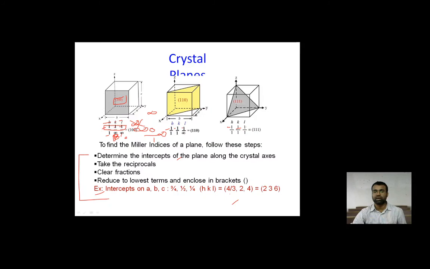How do you clear these fractions? That means 4 by 3, so it is not possible as it is. So what we did is that we multiplied all these by 2.